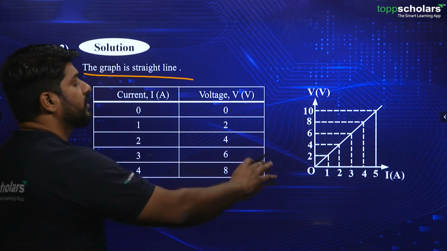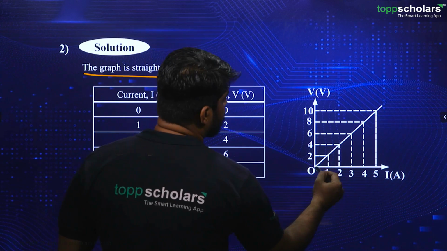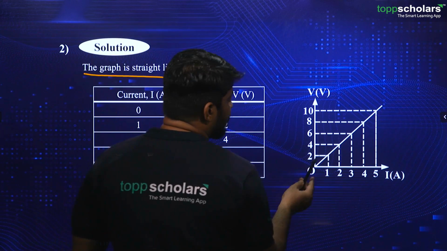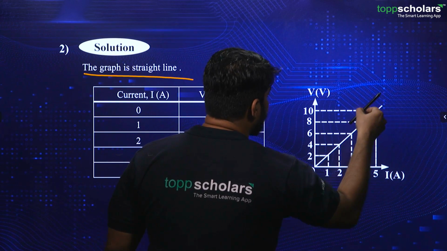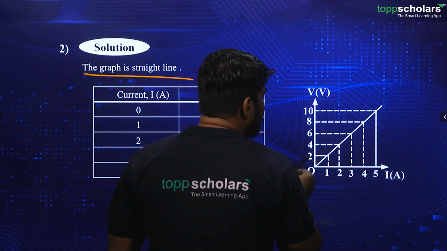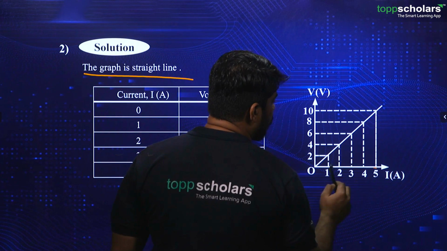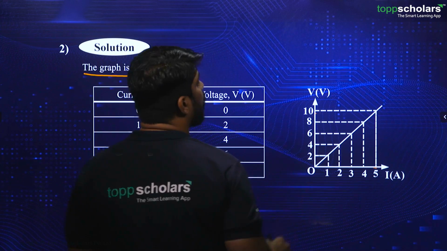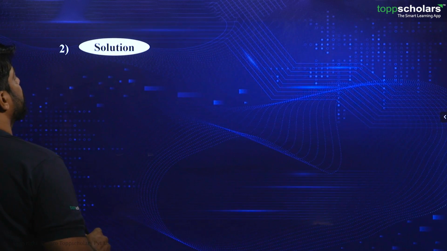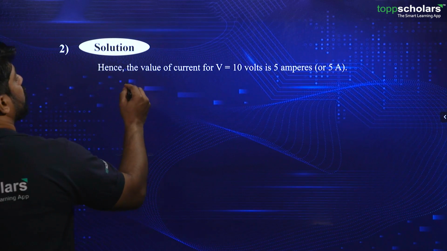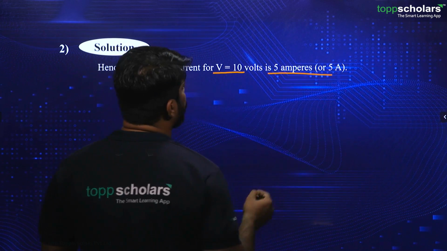Okay, this one is the graph, and over here from this graph we can see that since this line is a straight line, that means it's a linear response, and linear relation between I and V. Therefore, for 5 amperes of current, we must have 10 volts of voltage. Hence the value of current for V equal to 10 volts has to be 5 amperes.